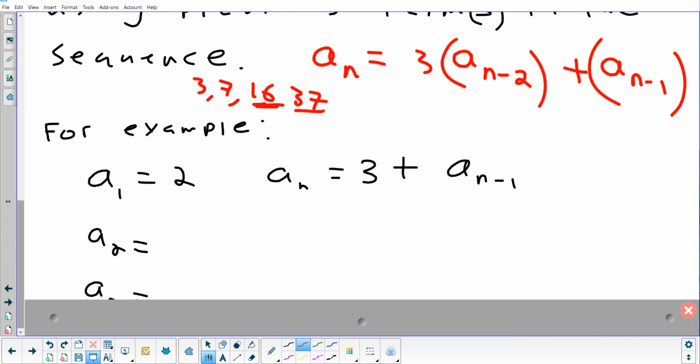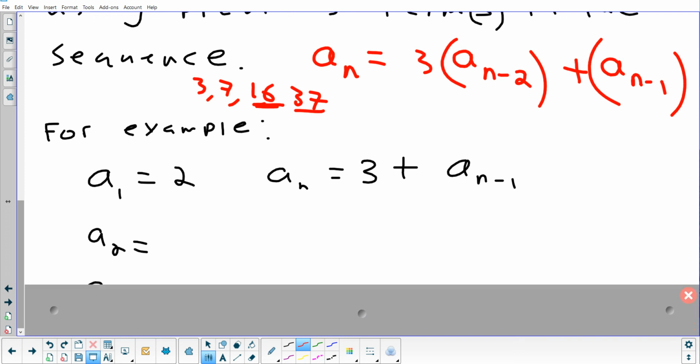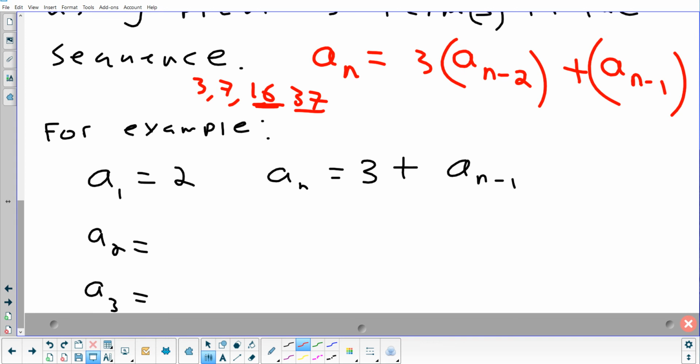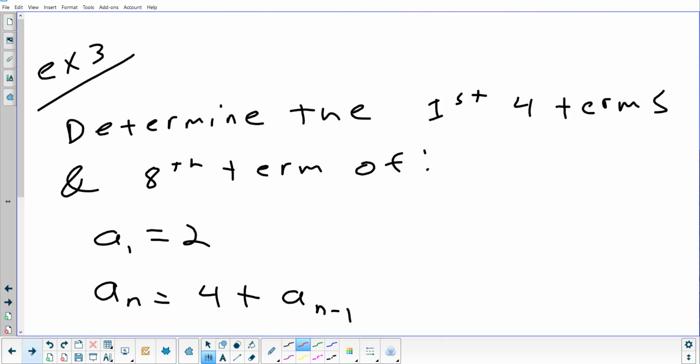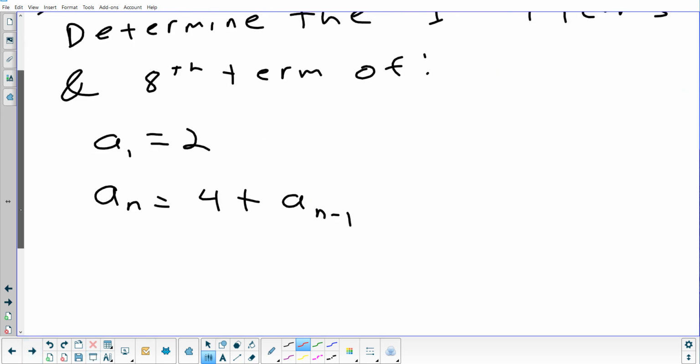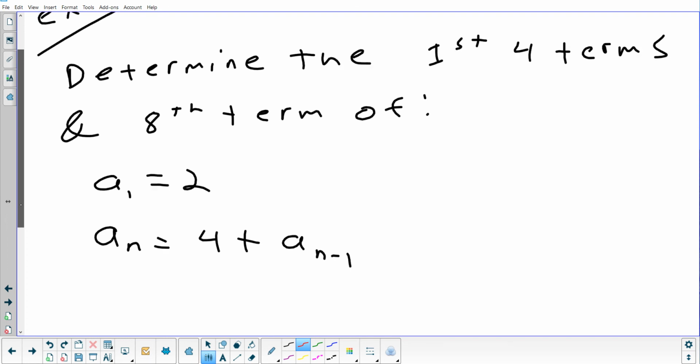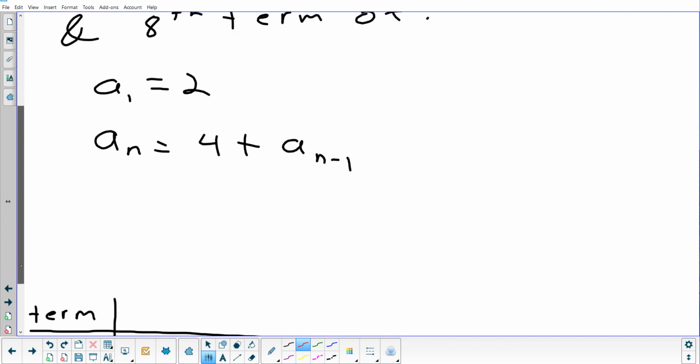Right, we already practiced a recursive sequence. Does anyone feel like we need to do another one? What does this say, just in words? To get the next term, what are you basically doing? Yep. You add 3 to the previous term. Yeah, that's an easy one. Add 3 to the previous one. I would expect you could figure out something like this if I gave you like 5 or 6 numbers. All right, we can try this one. Define the first 4 terms and the 8th term.